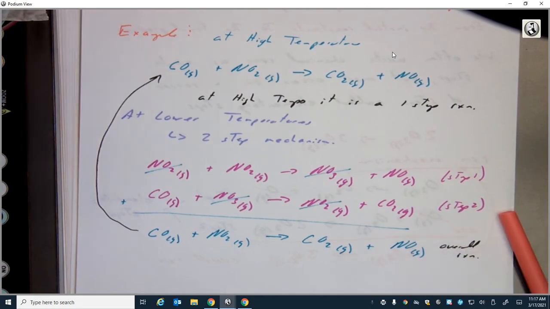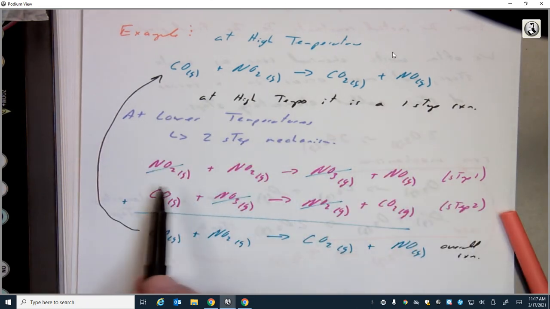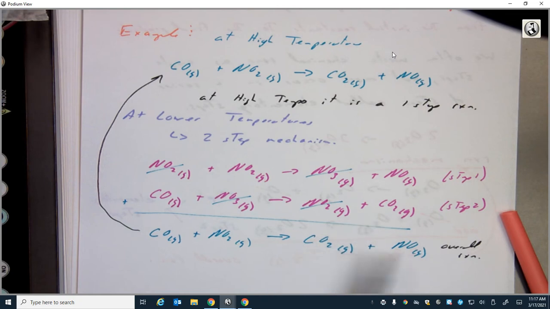They match. So this would be what's called the overall reaction. At high temperatures, it's just a single step. But at lower temperatures, we find that it goes through a two-step mechanism to get there. It gets to the same place, it just gets there in different ways. Now, we have names for these elementary steps.